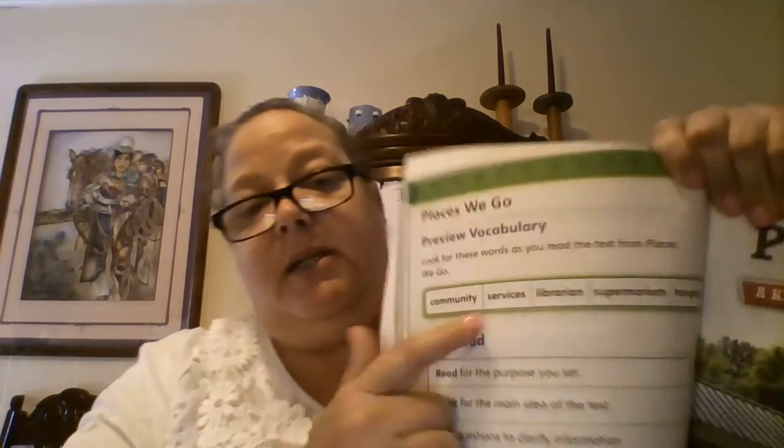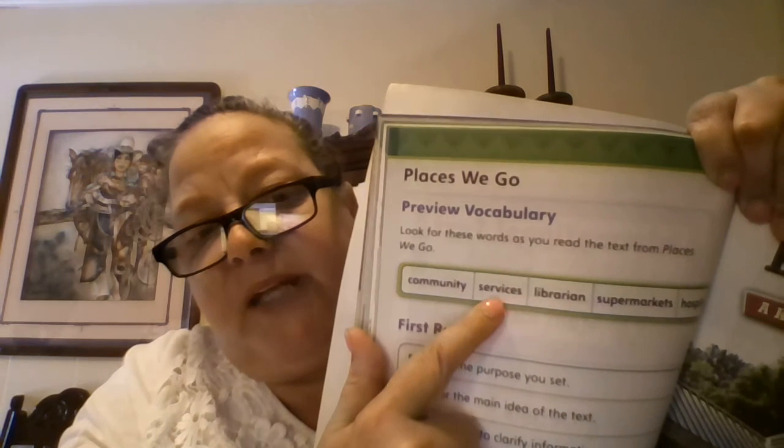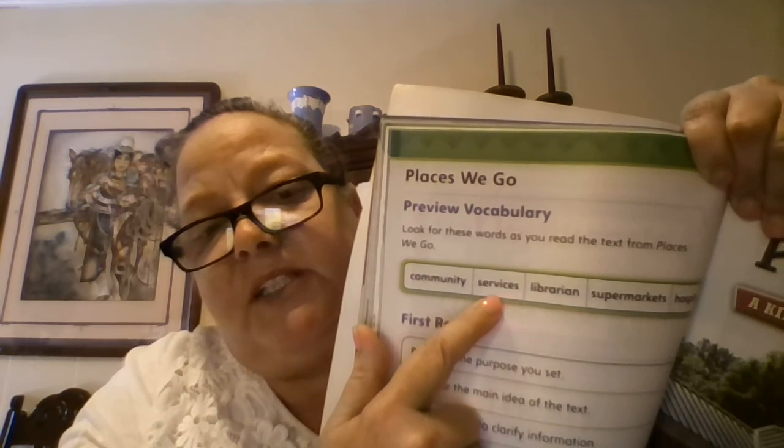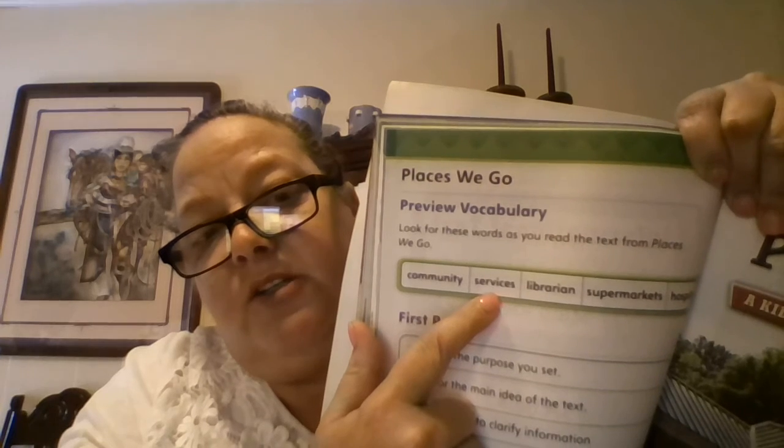So if you go back to page 100, there it says the definition of community. We don't have to write that definition down because they already did it for you. So flip back to page 98. Turn to page 98. And let's look at the next word. The next word is right here. Remember, mine's backwards. Services.